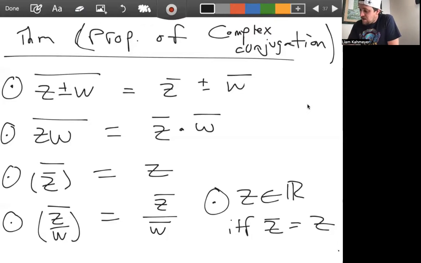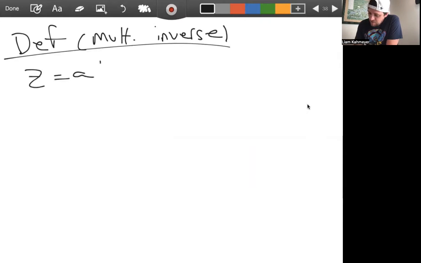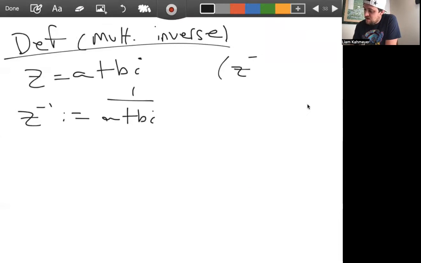So now that we have some examples and properties of the conjugate, let's define the multiplicative inverse of a complex number. This is the multiplicative inverse. Okay. So let's let z be a plus bi. Then z inverse is defined to be 1 over a plus bi, right? We're looking at z inverse as being 1 over z. And so for obvious reasons, we're considering non-zero elements of the complex numbers here, right?